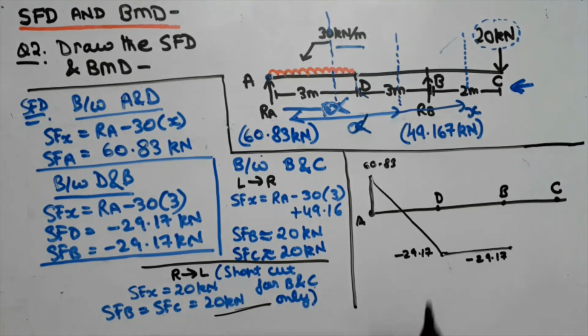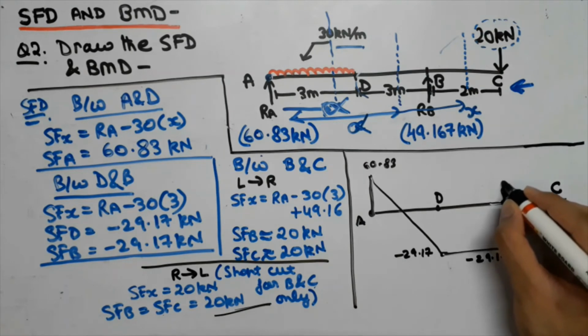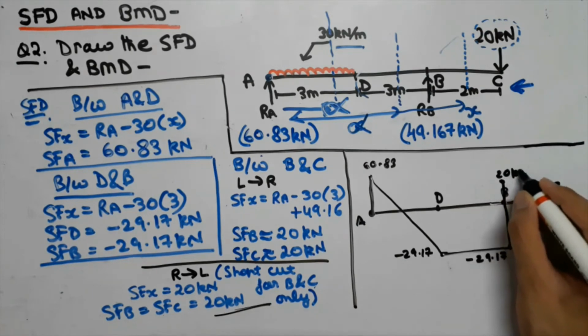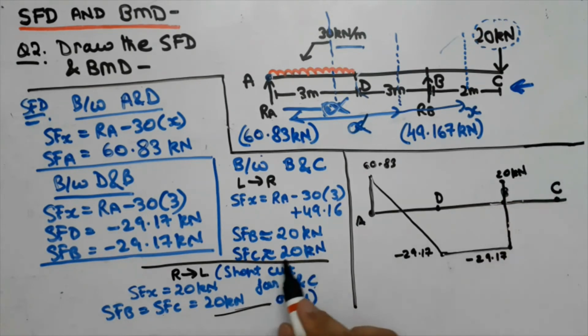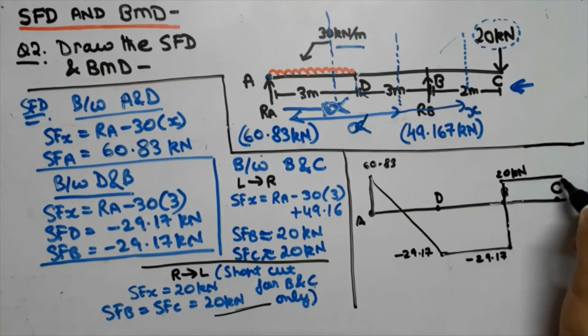And guys, secondly, that is in part B and C, we found out that the value of shearing force is 20 kilonewton. That is, we will take it to the 20 kilonewton point. That is over here. And similarly, the value of the shear force at point C is also 20 kilonewton. So we will draw a straight line joining point C and point B.